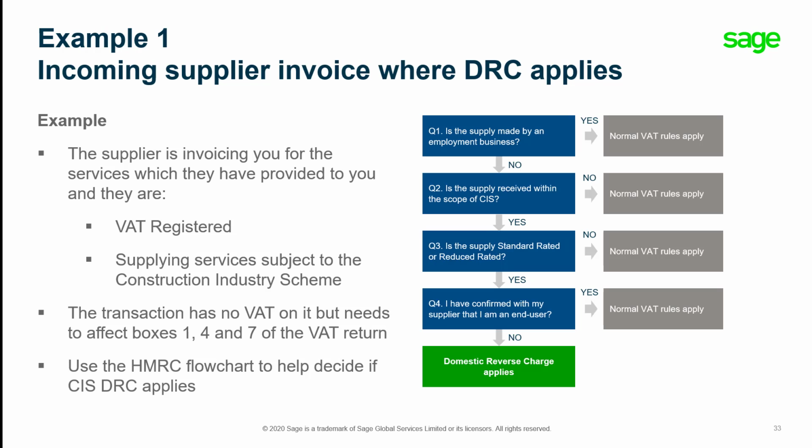So question one: is the supply made by an employment business, such as an agency? In this scenario, no, they're a fellow tradesperson. So we can move on to question two. Is the supply received within the scope of CIS? Again, in this case, they are supplying services subject to the construction industry scheme.